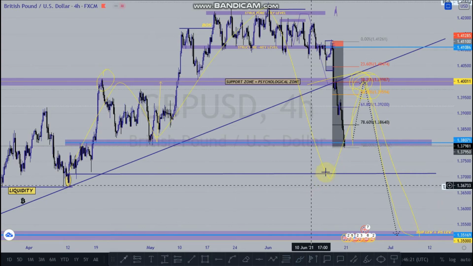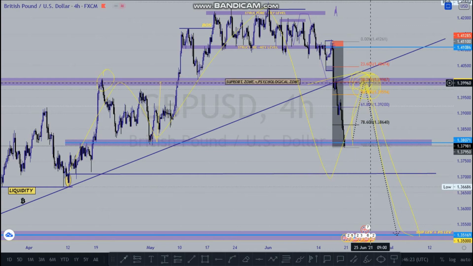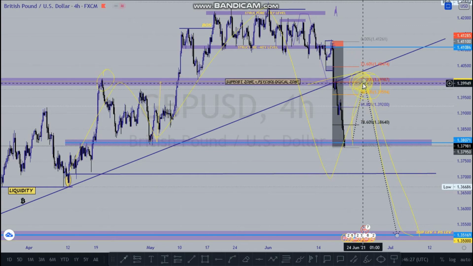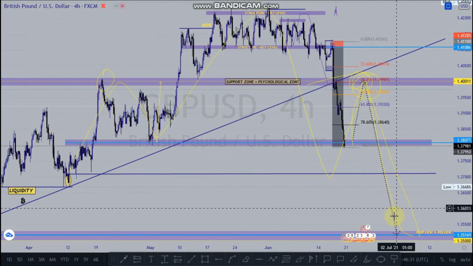So maybe Monday, Tuesday, we might have price pull up to this region, or Monday, Tuesday, Wednesday, we might have price pull up to this region, and Thursday, Friday, we might sell this pair back to this region.